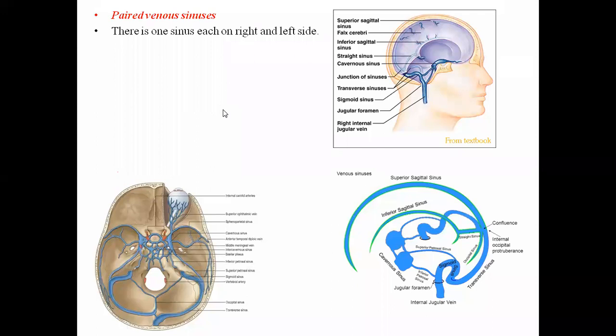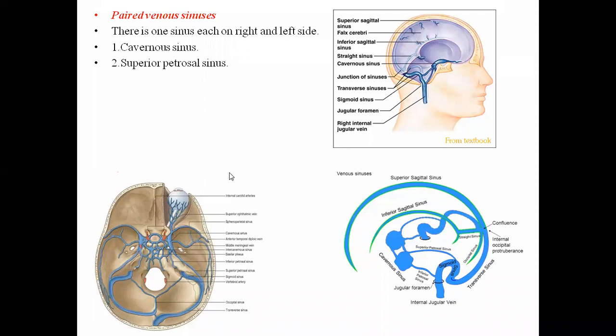So here there is one sinus on the right and left side. For example, this sinus is seen on the right and the left side. So we are going to name the sinuses which are located on both sides of the skull. First one, cavernous sinus. Cavernous sinuses are the sinuses which are located here. These are cavernous sinuses. Again, in this diagram, cavernous sinus can be seen.